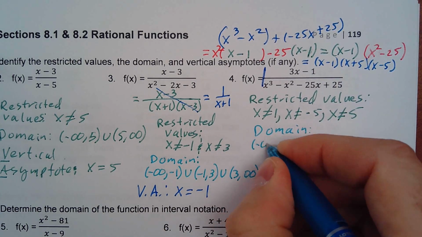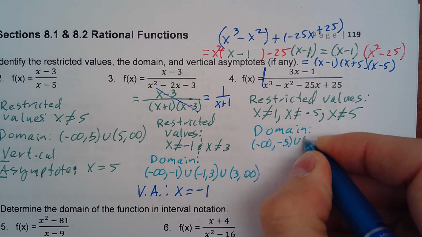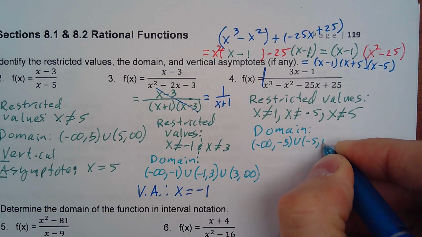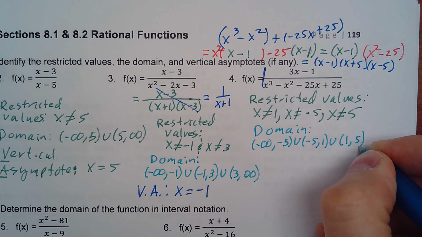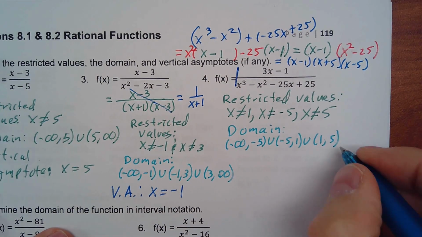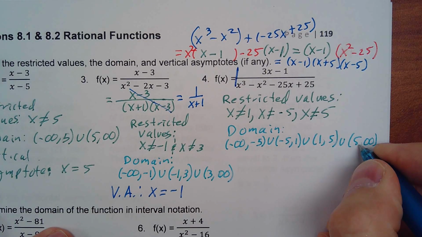So we go from negative infinity to negative 5, then from negative 5 to 1, and then from 1 to 5, and then finally 5 to infinity.